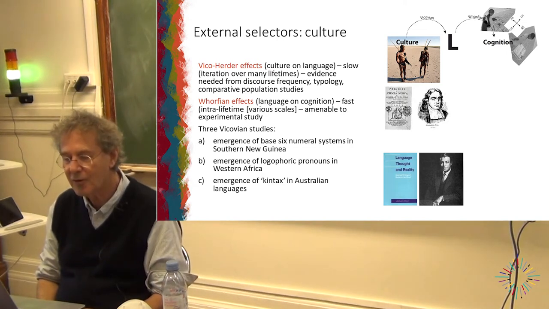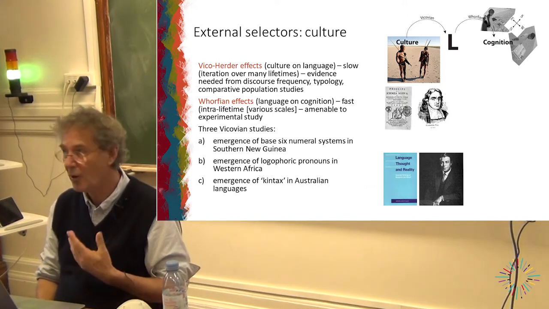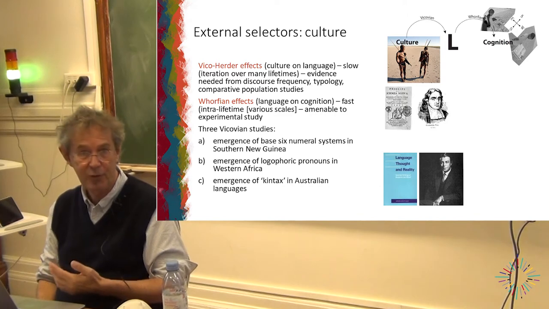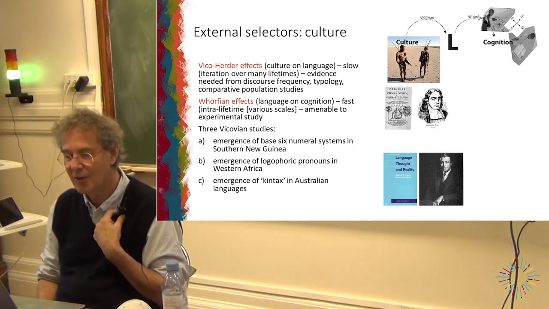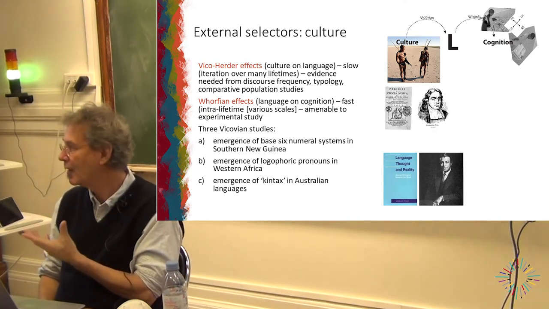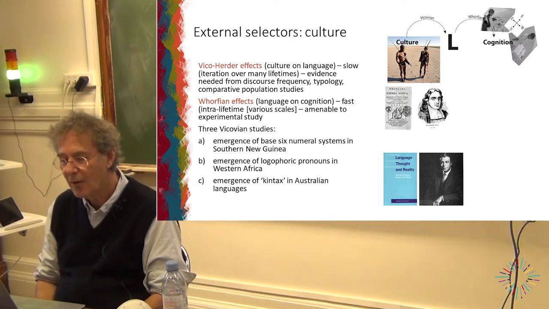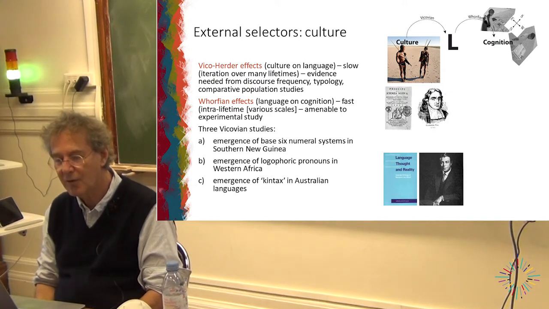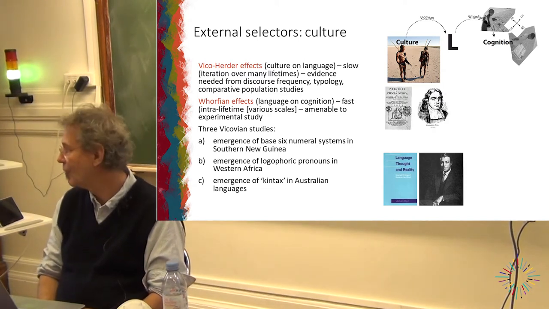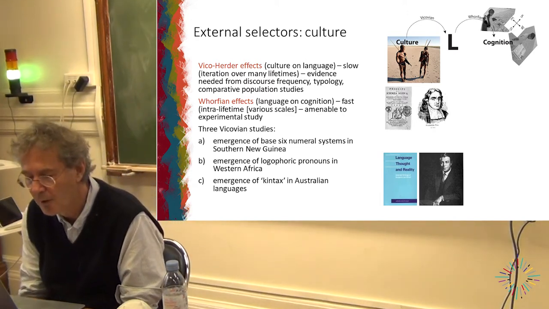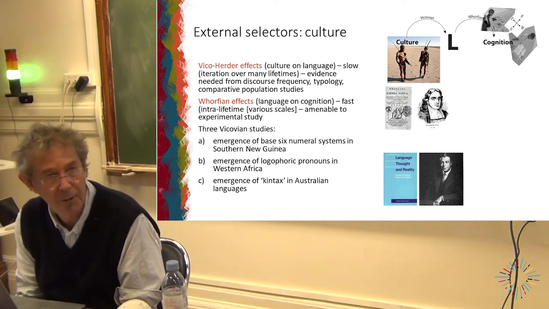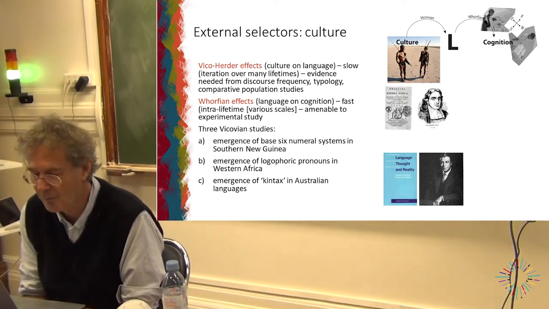But two things I'd like to mention are that if we believe that, then it's something that results from slow iteration over many lifetimes. That is, it takes time for languages to evolve what makes them distinctive and if they fit with their cultures in some ways. So you need certain types of evidence. They might be discourse frequency, especially if you can look at discourse frequency back through time. If you've got a diachronic corpus, that's really wonderful. Diachronic typology, comparative population studies, we'll look at some examples of this.